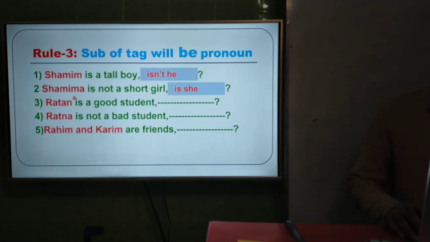Dear students, now I am going to the third one. The third question is, Ratan is a good student. Here the operator is "is", so "is" will come here with negative form, and the negative form of "is not", in short, is "isn't". So the answer will be "isn't he". As Ratan is a male person, we have to use the pronoun "he". All the time a pronoun will be used in the question tag.